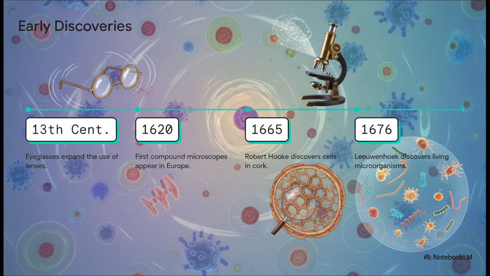Using a compound microscope, Robert Hooke examined these super thin slices of bottle cork and discovered what we now call cells. And then, just a few years later, in 1676, Anton van Leeuwenhoek improved those lenses and became the very first person to see actual living, moving microorganisms.